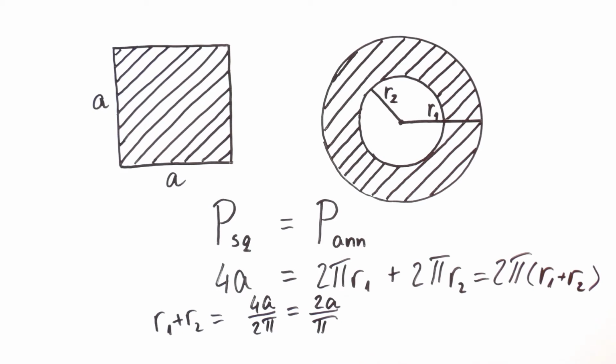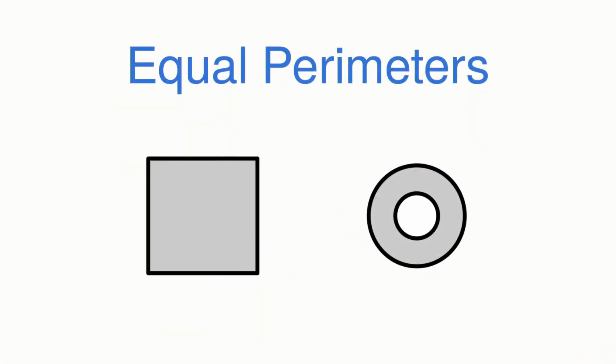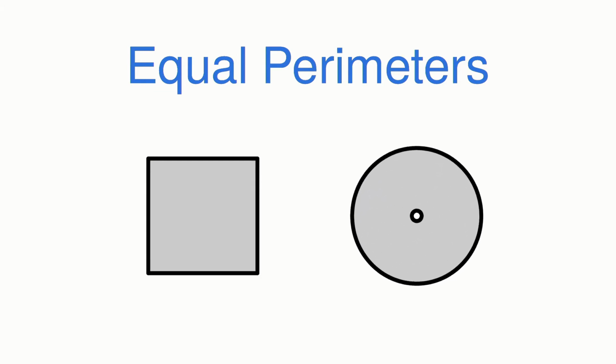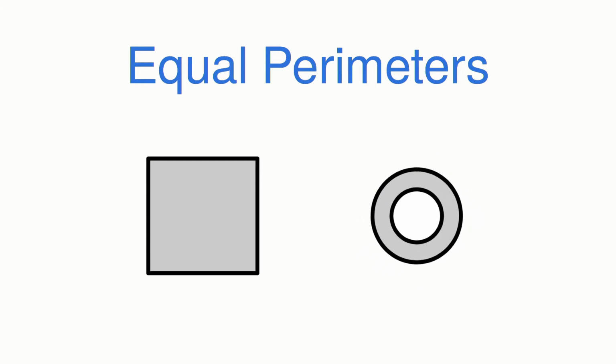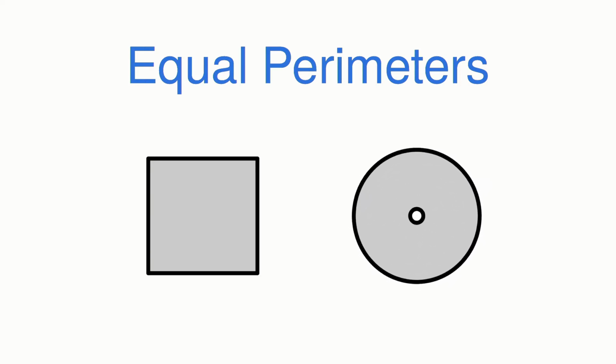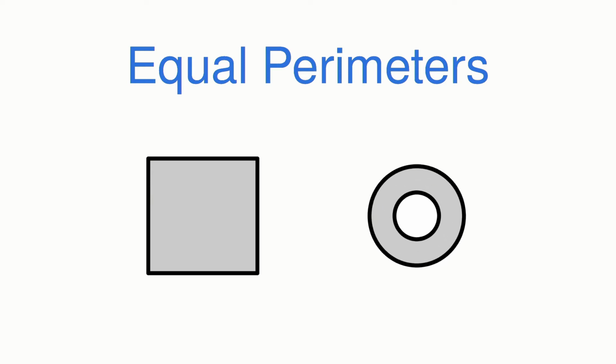This is what that looks like. Here we see that while one radius increases, the other decreases, and vice versa. This is the condition that the perimeters of the square and annulus are equal.